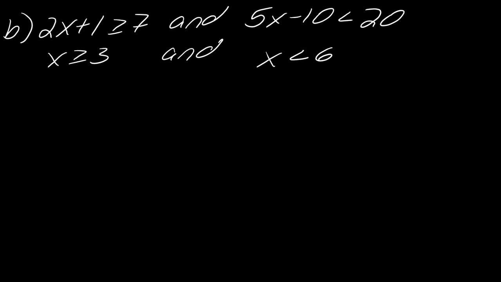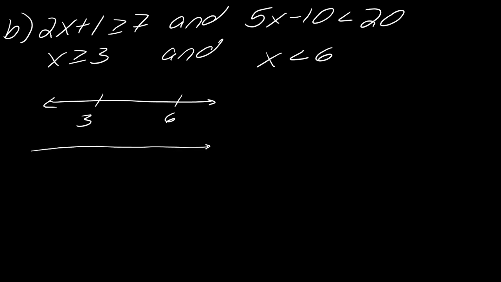Okay, so I'm going to draw 2 number lines. So I'm going to show 3 and 6 on each number line. Here's 3, here's 6. So on the first number line, I'm going to take a look at x is greater than or equal to 3, and for the other one, I'm going to take a look at x is less than 6. And as a reminder, the reason that we're doing this is because this is an AND problem as opposed to an OR problem.